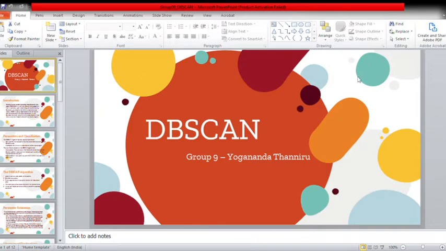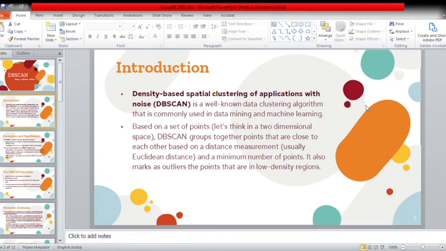So DBScan is also known as density-based spatial clustering of applications with noise. It is an unsupervised machine learning technique which sometimes works better than k-means clustering and hierarchical clustering. So why would we use DBScan?